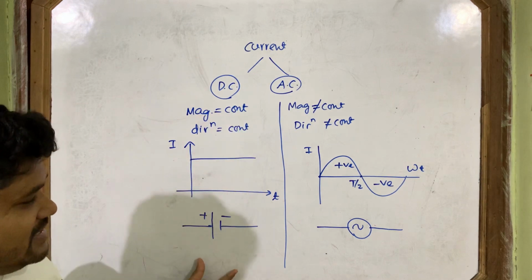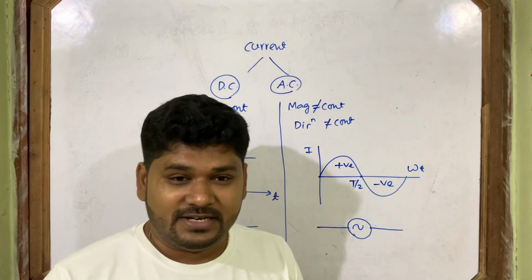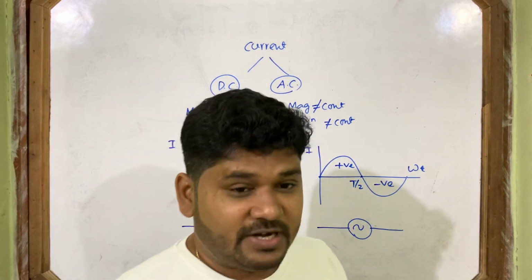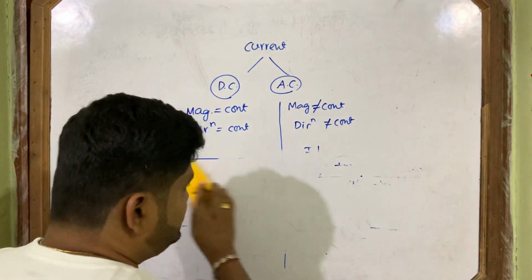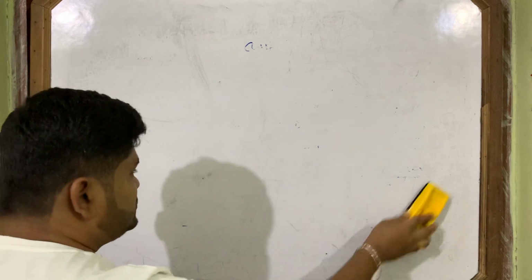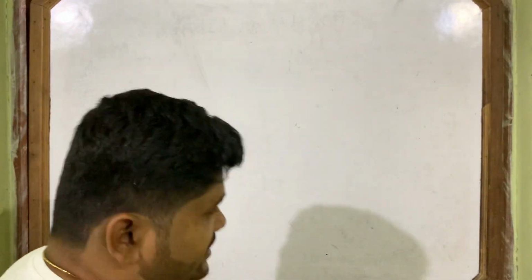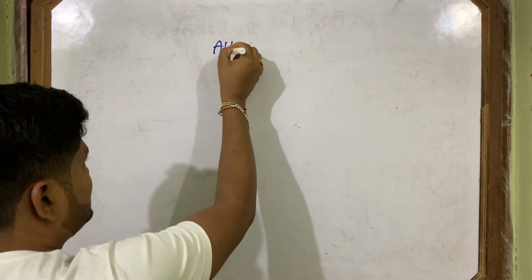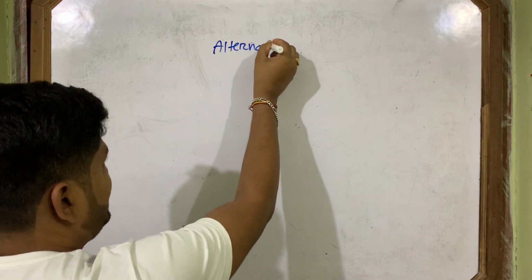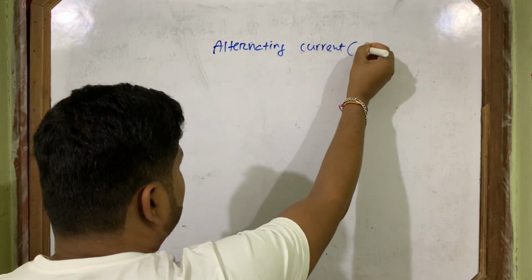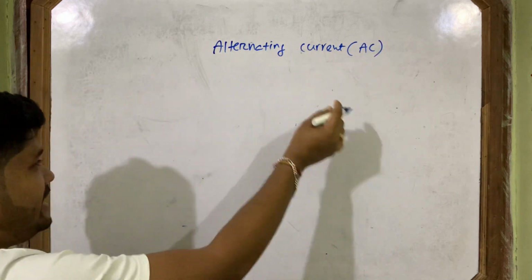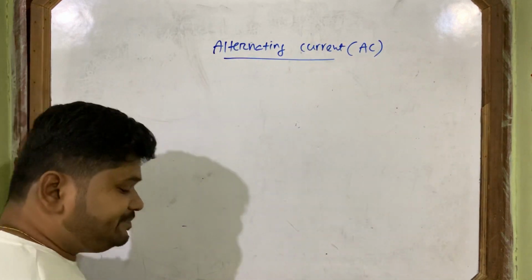So this is the direct current and this is the alternating current. So today the topic of discussion is alternating current. This chapter now starts: alternating current. AC, or in short we write AC, alternating current.